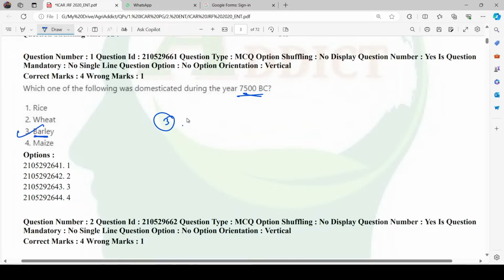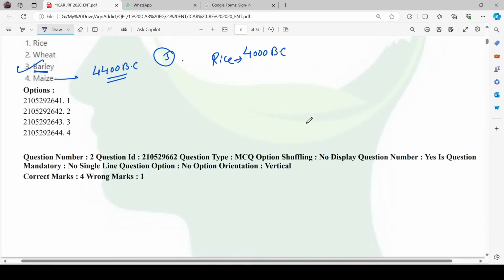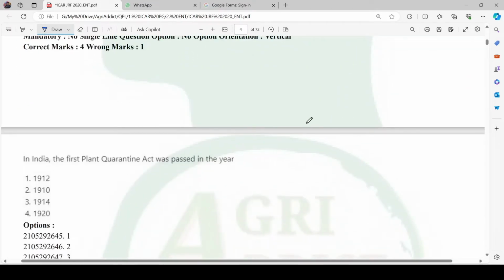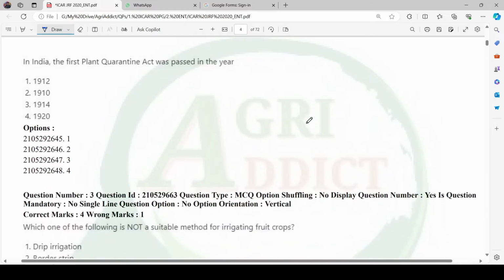And you should also know other things like rice. It was domesticated in the year 4000 BC, and this information is from the Nimrasunda book in the history chapter. You can get this information easily. Then maize, it was domesticated in 4400 BC. So these are some sort of confusing questions, and this type of question shouldn't be asked. But what can you do?